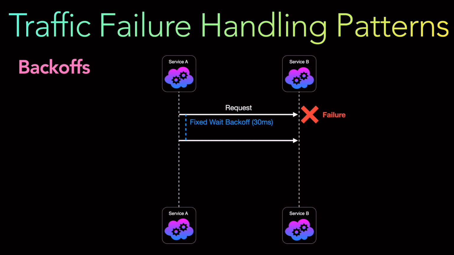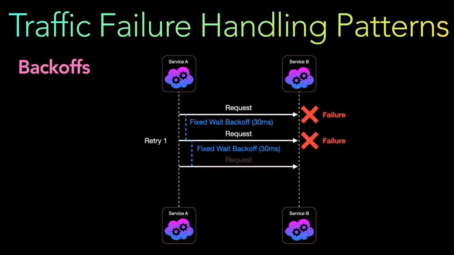Now you again call service B with another request, and say that also failed. So that is retry attempt number 1. Then you again wait for 30 milliseconds. That is a fixed wait backoff that you have implemented in your request call. And you are again calling service B with a request, and say this time the request succeeded and sends back the correct response.